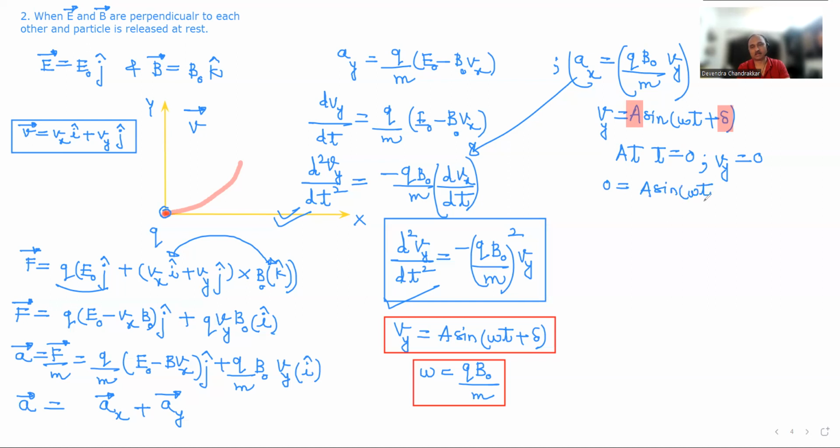With t = 0, this term is gone. This is a sine delta, right? From here I get delta as 0. All of you understood this or not? Understood.